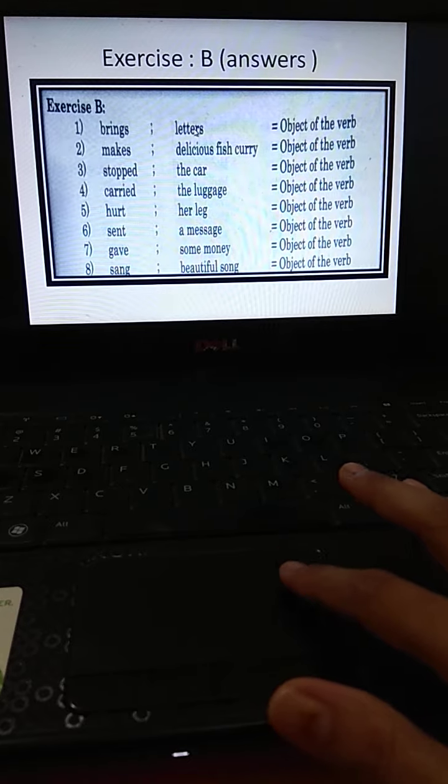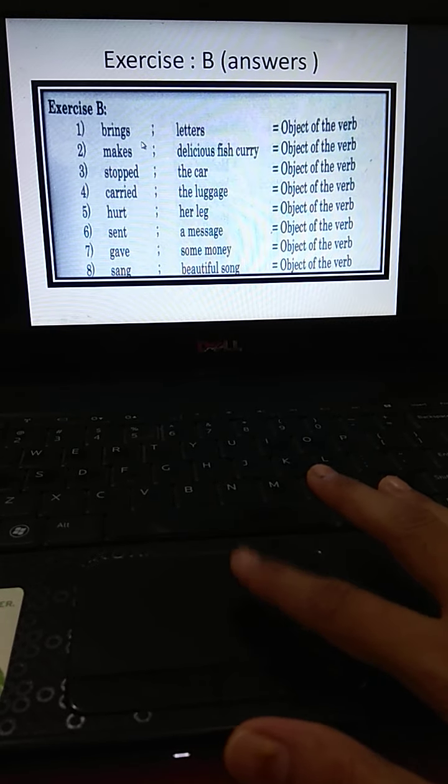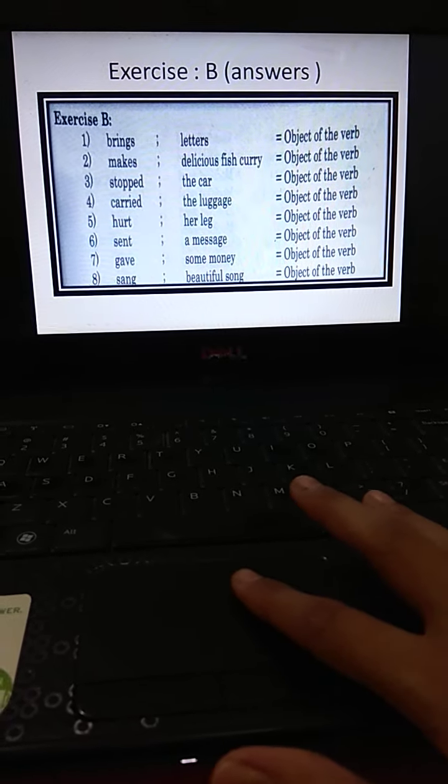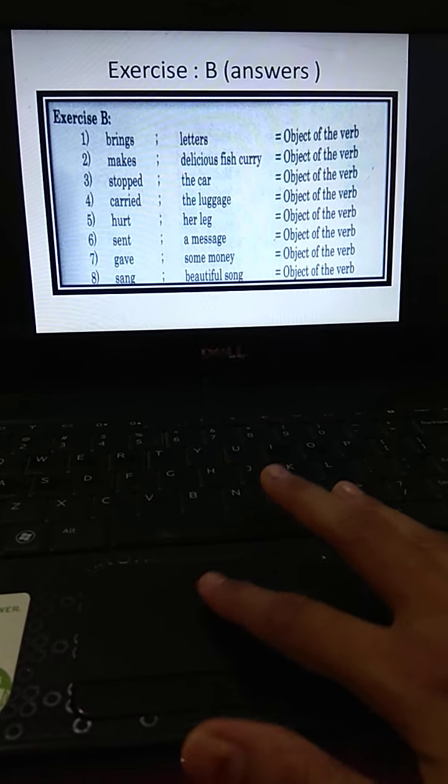See, in exercise B you have to write in this way. Brings and the letter, both written separately. Then it's the object of the verb. In this way we have to write the whole exercise.